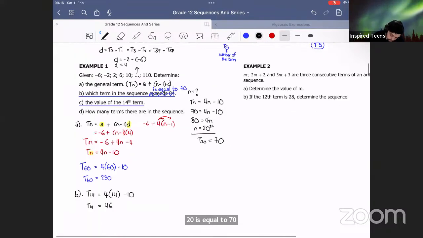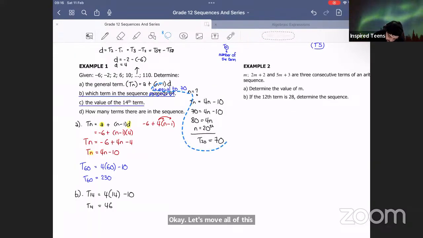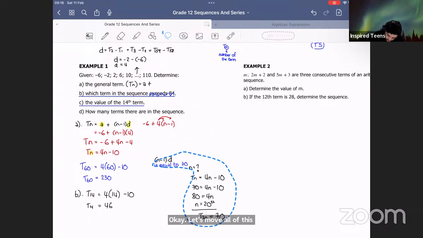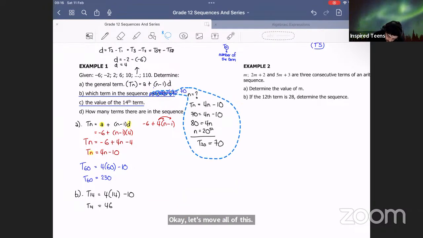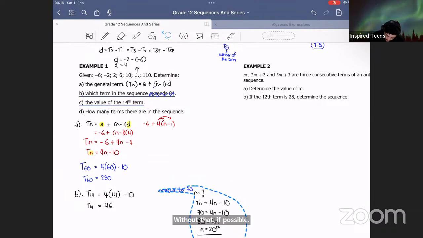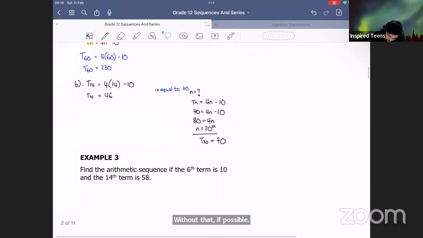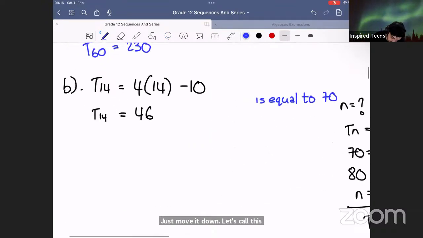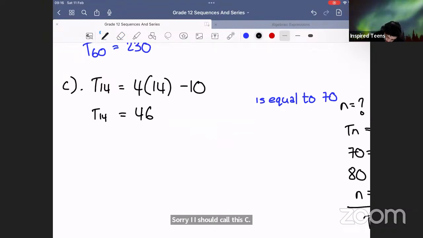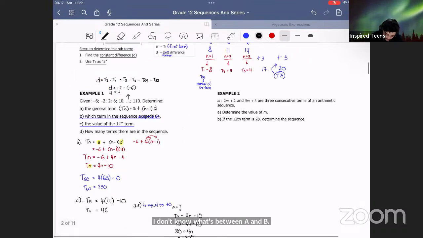Let's move all of this down, if possible. Let's call this, sorry, I should call this C. Let's call this, I don't know what's between A and B. 8.5. Doesn't make sense, but it's fine.